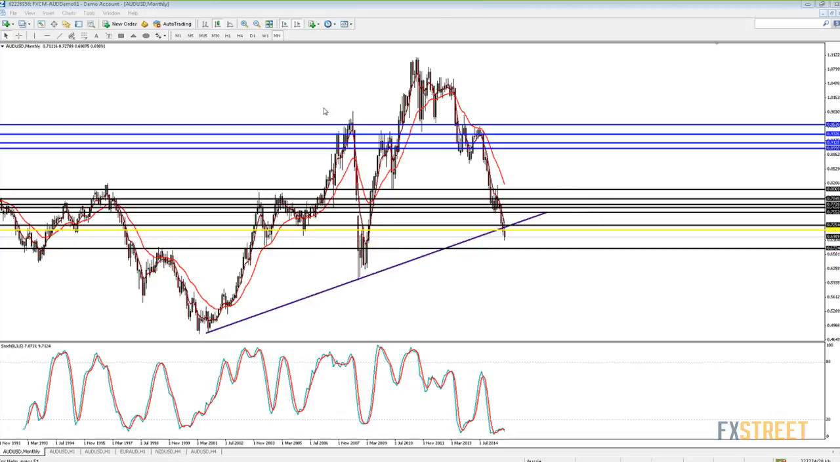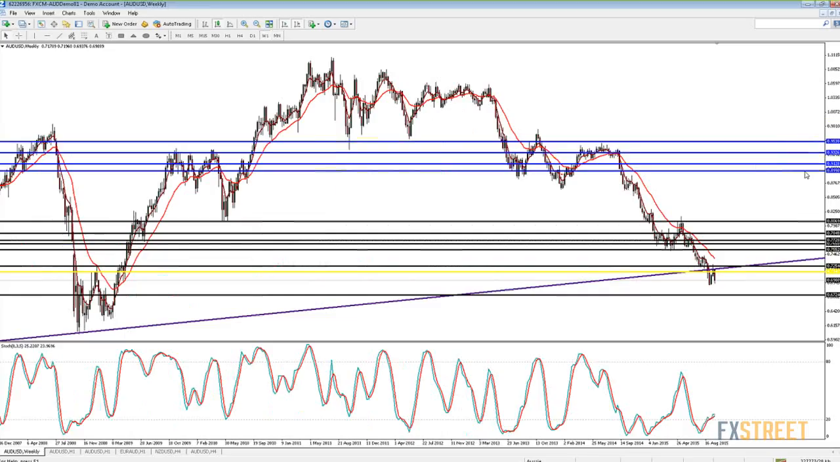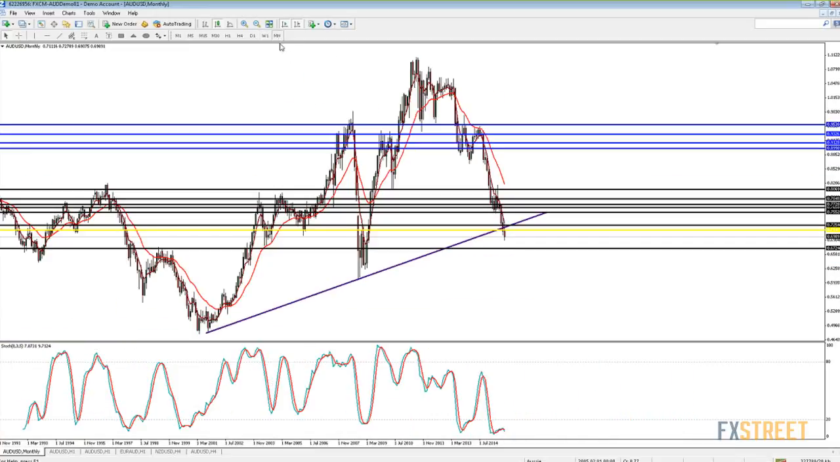Okay. Now, let's go to the weekly chart and try to make a little more sense of this. Actually, let's stick with the monthly for a minute, if I may. So, on this basis, where would the extreme side be?